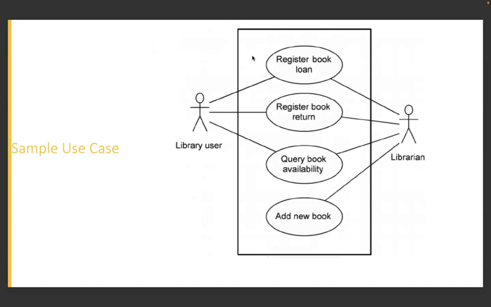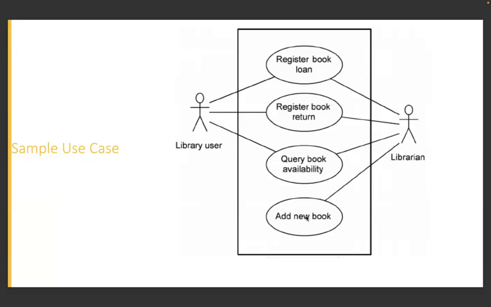So the library user can register a book loan, yes. The library user can query book availability, yes. The library user can register a book return, yes. But the library user cannot add a new book. Why? Because the librarian is the one who is responsible for adding a new book.